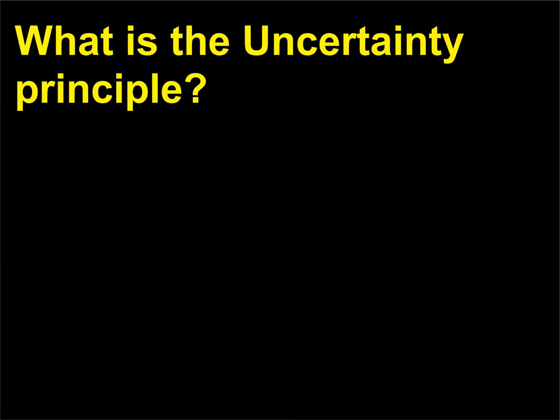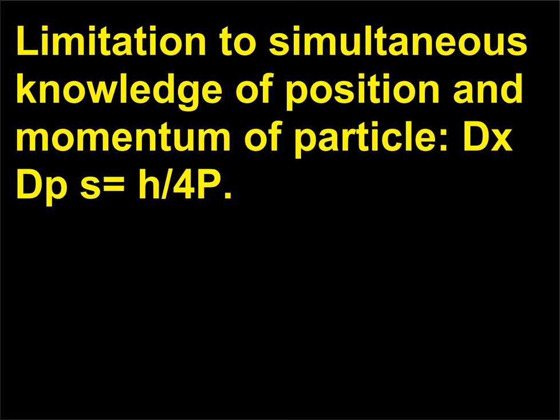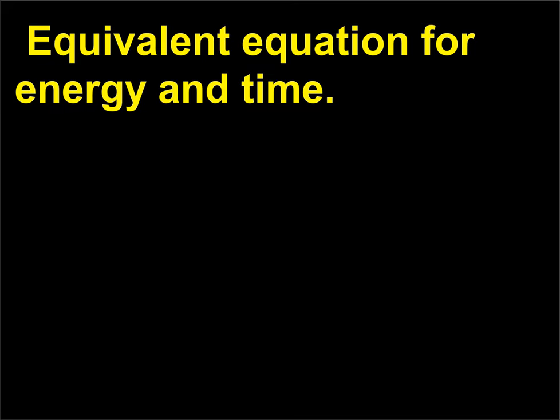What is the uncertainty principle? A limitation to simultaneous knowledge of position and momentum of a particle, Δx Δp ≥ h/4π. There is an equivalent equation for energy and time.